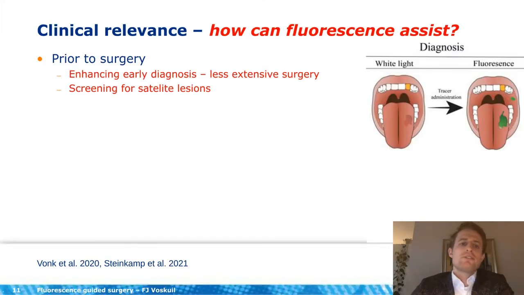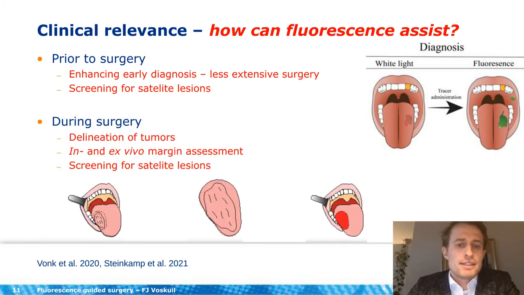So how can fluorescence then assist? We think it can assist the clinician prior to surgery, so it can enhance the early diagnosis, which might lead to a less extensive surgery when the tumor is still small and you already visualize it with fluorescence. You can go for less dramatic treatment. You can screen for satellite lesions, because we know in the head and neck area there's a high chance of a second tumor lesion.